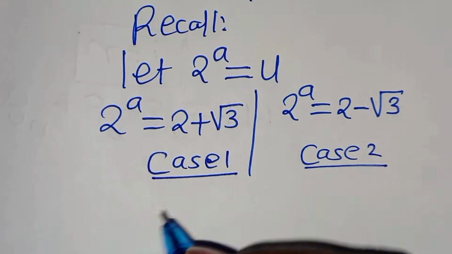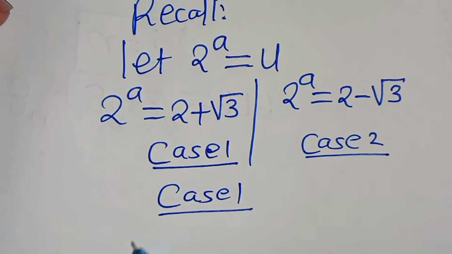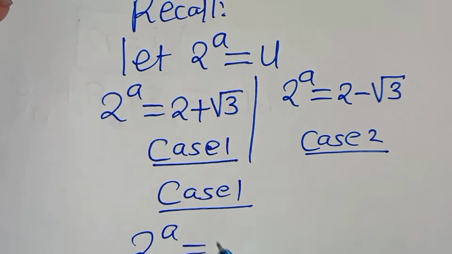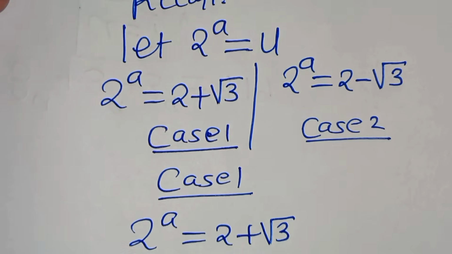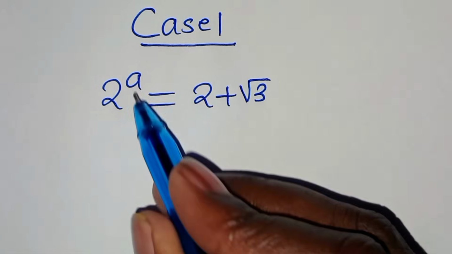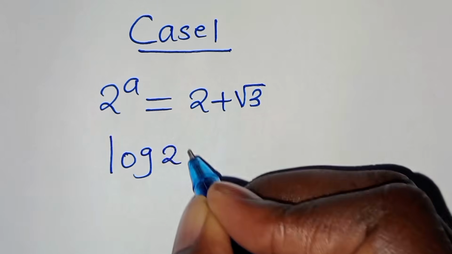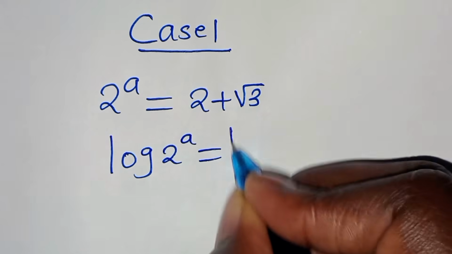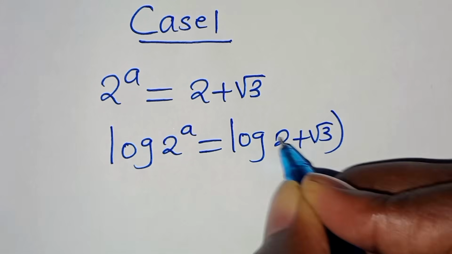So let's start with case 1 here. Case 1, which is 2 to the power of a. This is equal to 2 plus square root of 3. Now to solve for the value of a, let's introduce logarithm on both sides. We have log 2 to the power of a. This is equal to log 2 plus square root of 3.